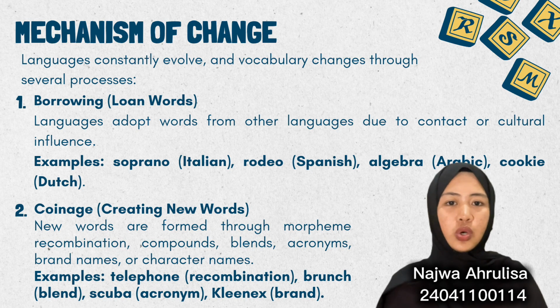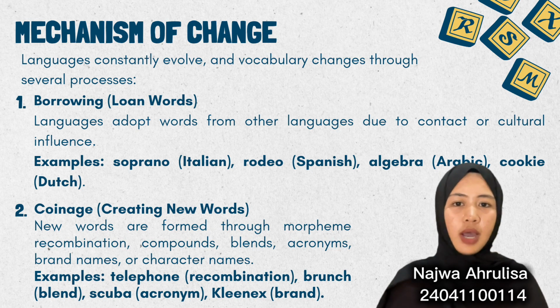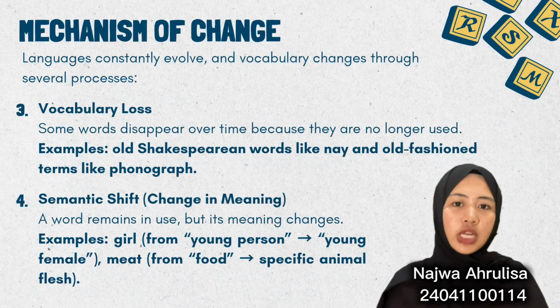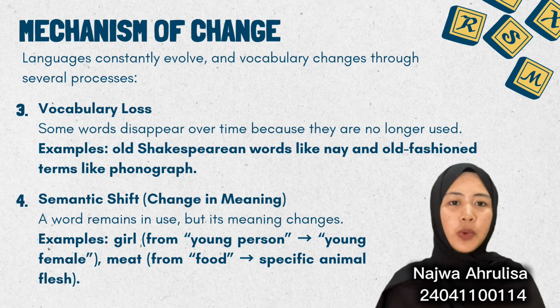Second, coinage or creating new words. New words are formed through combining morphemes, blends, acronyms, and brand names. Examples: brunch, scuba, and Kleenex. And third, vocabulary loss. Some words disappear over time because they are no longer used.